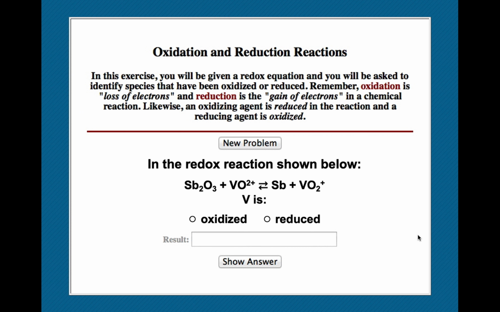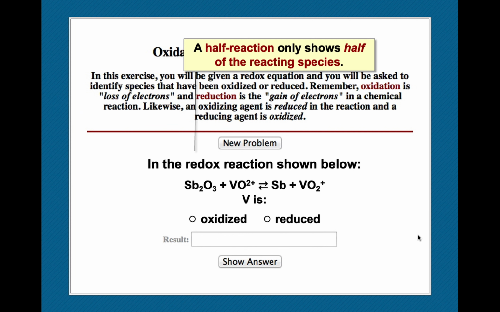Here we have a redox reaction. This is called a half reaction. In a half reaction, you only put in the reactant species and ignore everything else, because they just stay the same, right? So here we have antimony oxide and vanadium oxide reacting. We're only concerned with the vanadium, so just with this guy and this guy. VO +2 and VO2 +1. So let's work on this guy first.